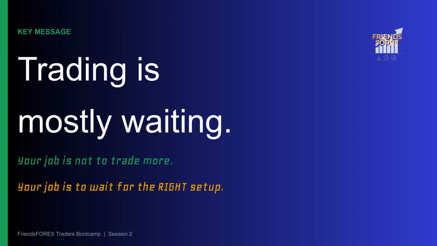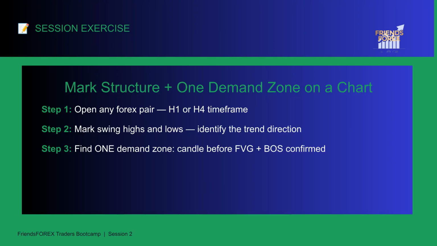For your session exercise, open a forex pair on the 1 hour or 4 hour time frame. Mark the swing highs and swing lows to identify the trend direction. Then find one demand zone or supply zone confirmed by a candle before an FVG and a BOS.